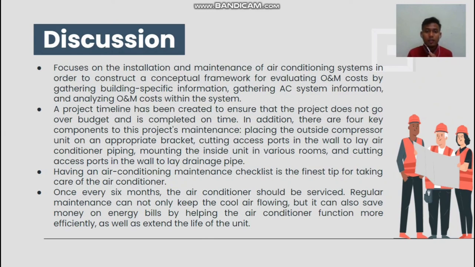In addition, there are four key components to this project's maintenance: placing the outside compressor unit on an appropriate bracket, cutting access port in the wall to lay air conditioner piping, mounting the inside unit in various rooms, and cutting access port in the wall to lay drainage pipe. After that, having an air conditioning maintenance checklist is the final step for taking care of the air conditioner. Finally, once every 6 months, the air conditioner should be serviced.